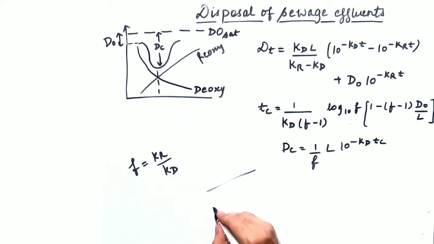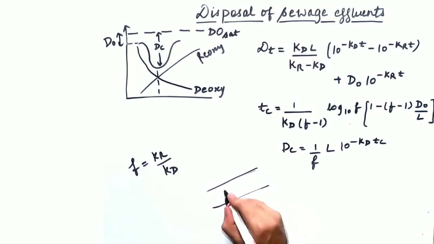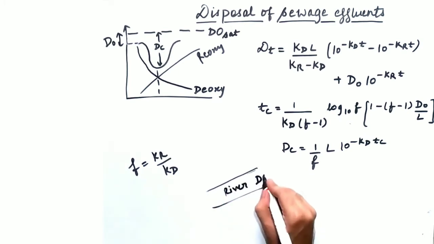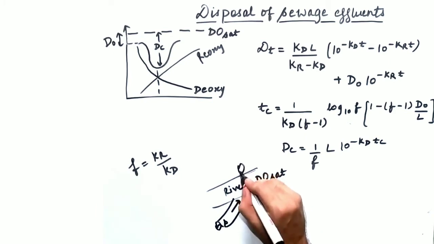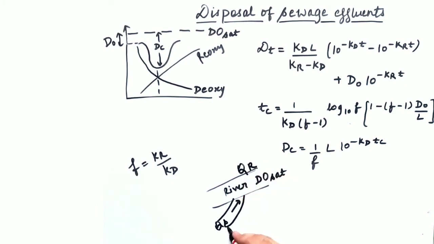See what happens. There is some river stream. This is a normal river stream that has a saturated dissolved oxygen. Dissolved oxygen is at saturated level in this river stream. Now what happens? Some effluent, wastewater effluent is added to this river stream. The discharge of that sewage is QS. The discharge of this river is QR. This sewage is usually assumed to have dissolved oxygen as 0, okay, but it has some BOD, it has some organic content that has some BOD.